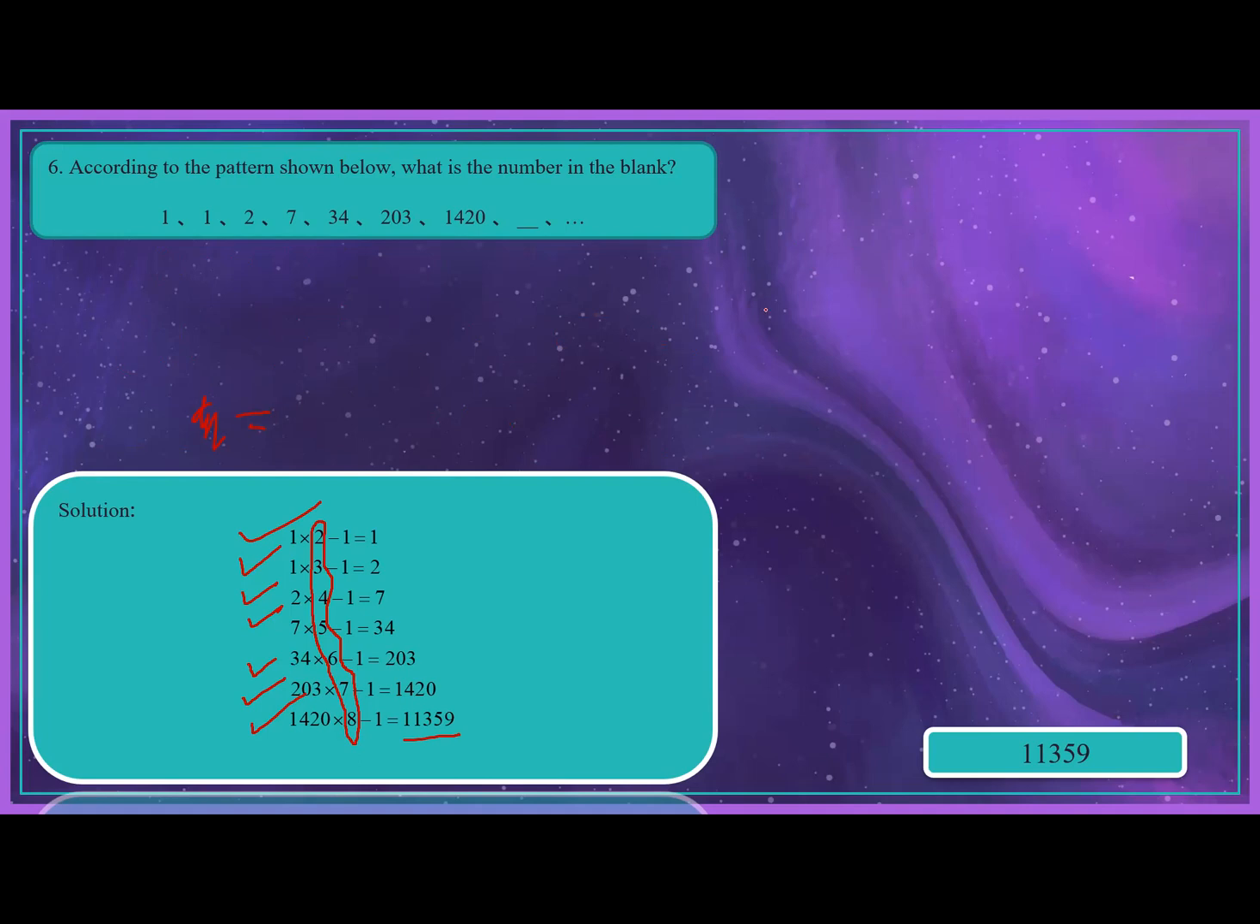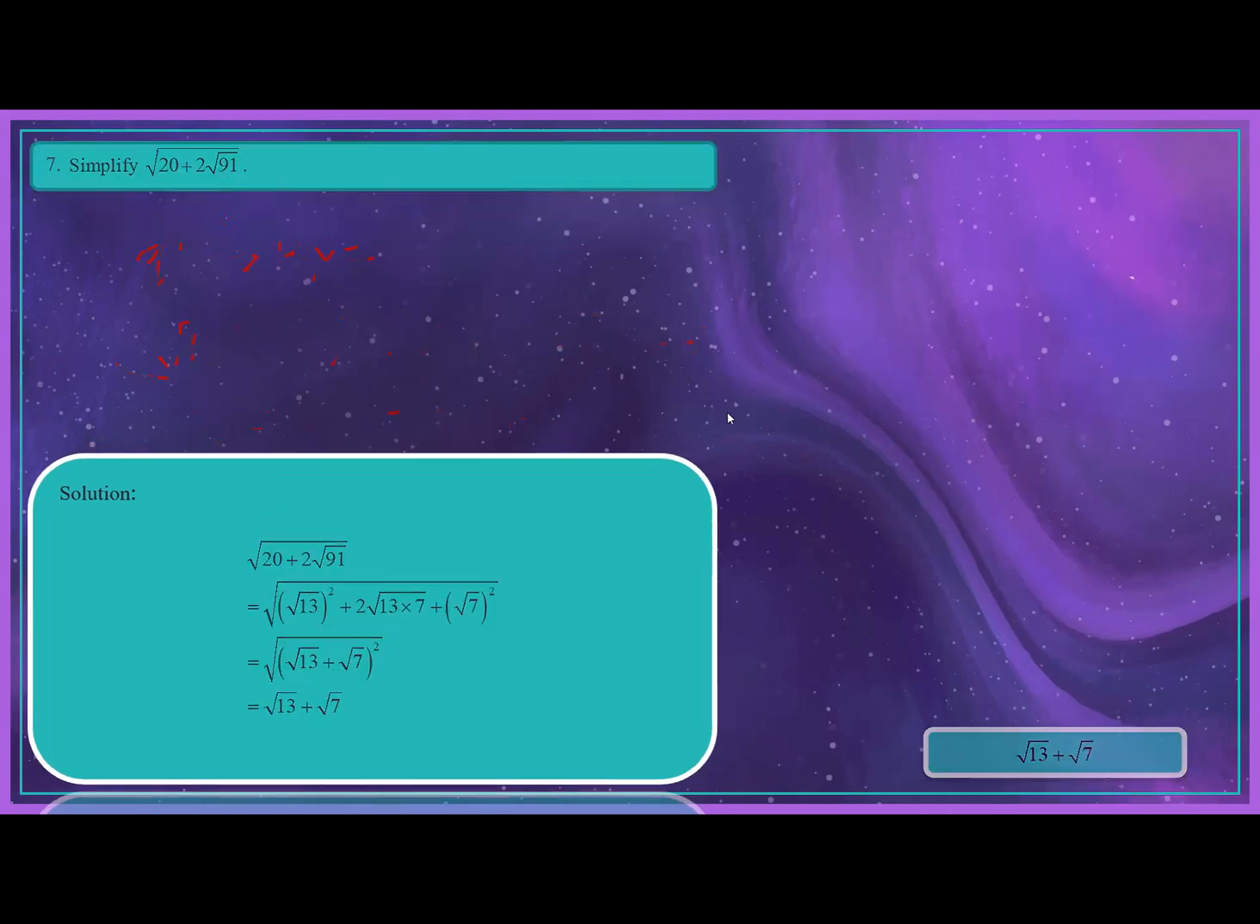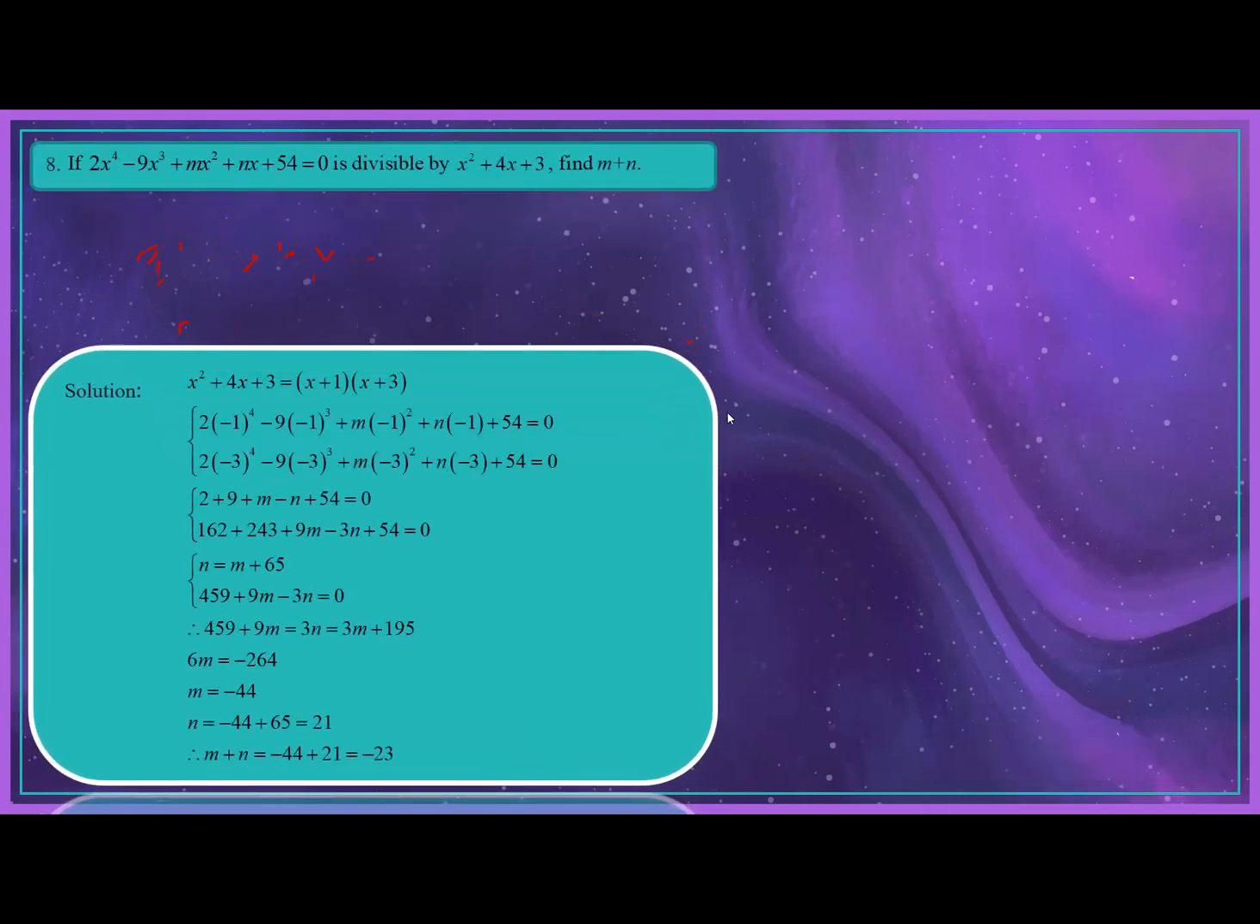Okay, so let's proceed to number 8. So here we have: if 2x to the fourth minus nx cubed plus nx squared plus nx plus 54 is divisible by x squared plus 4x plus 3, find m plus n.